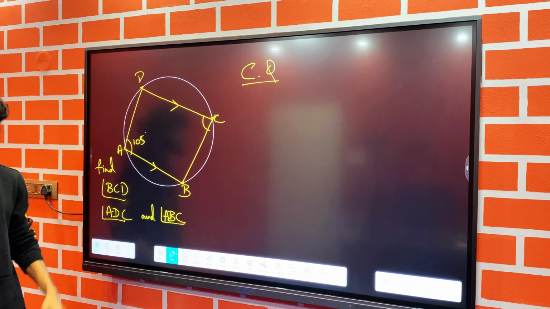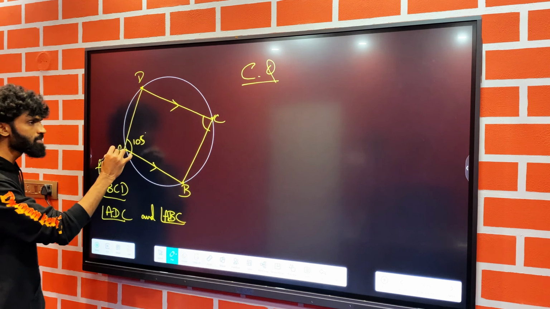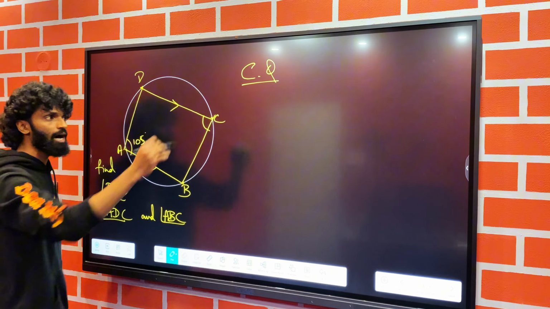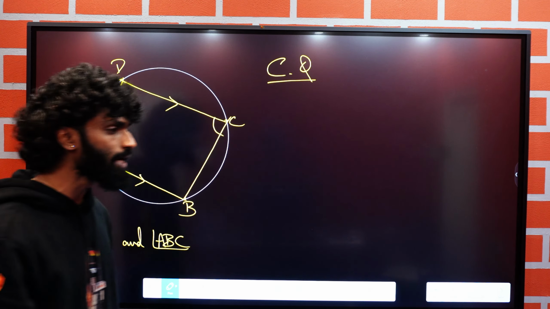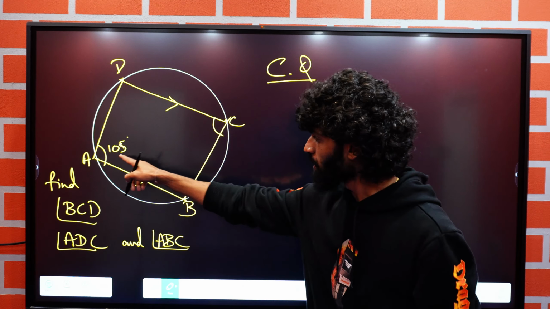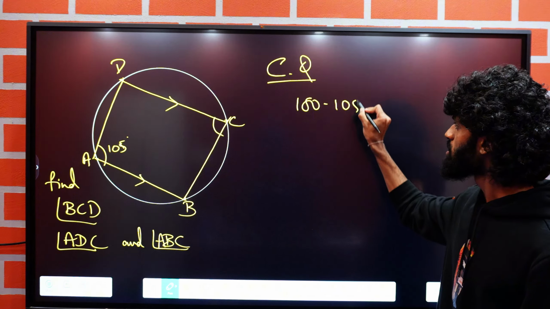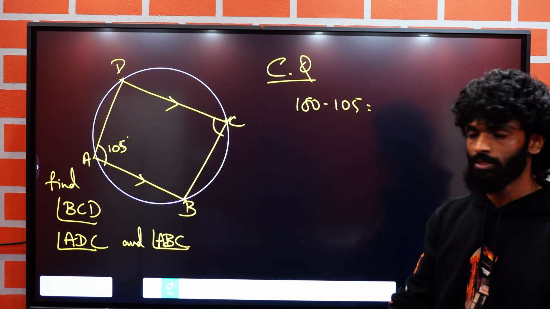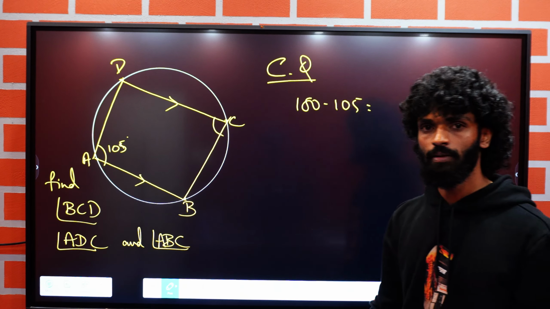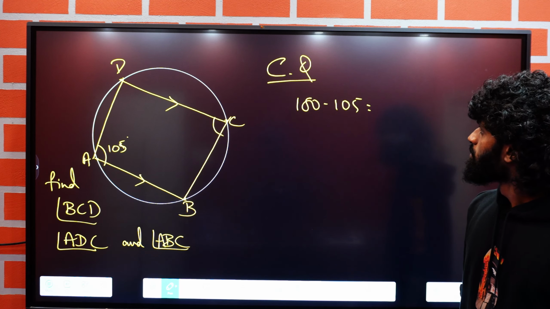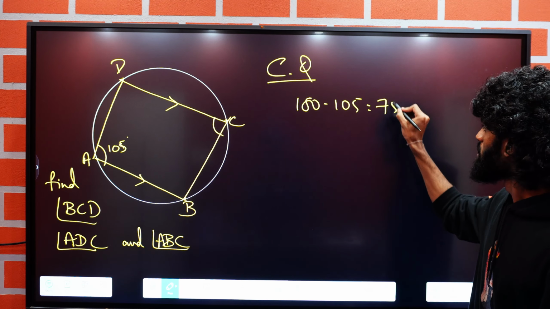Don't you think this is a straightforward question? Because opposite angles of a cyclic quadrilateral are supplementary. Supplementary meaning 180 degrees. Which means if this is 105, this one will be equal to 180 minus 105. Getting as to how it works? So obviously do the math there. 75 degrees.